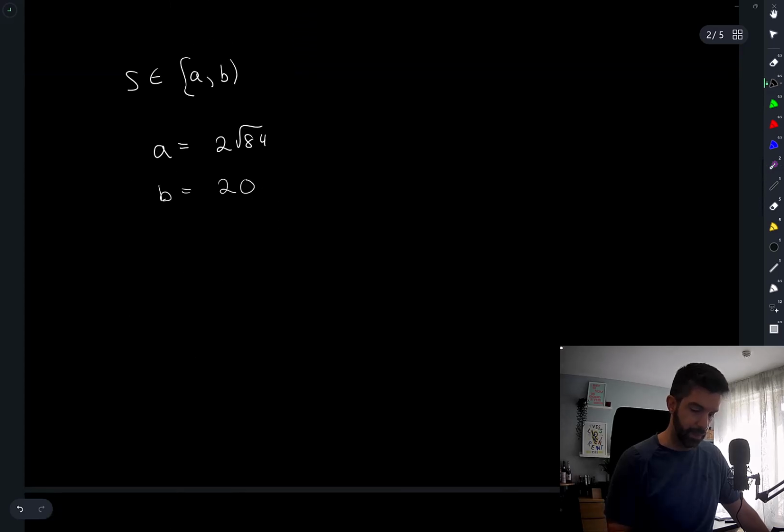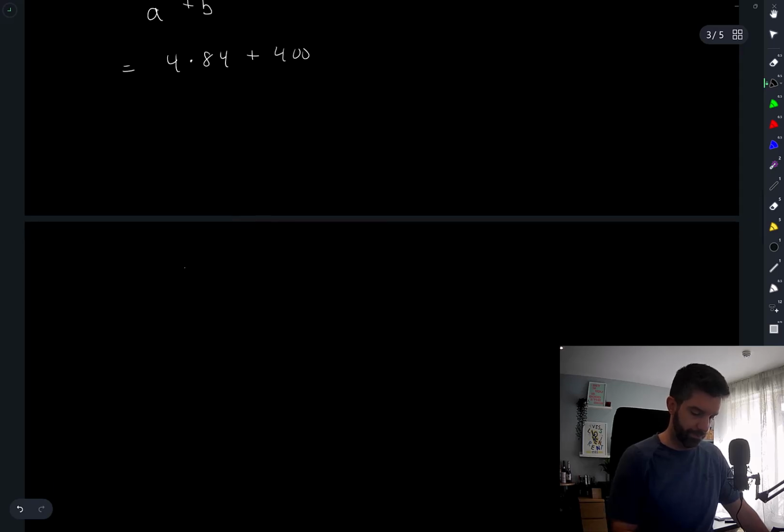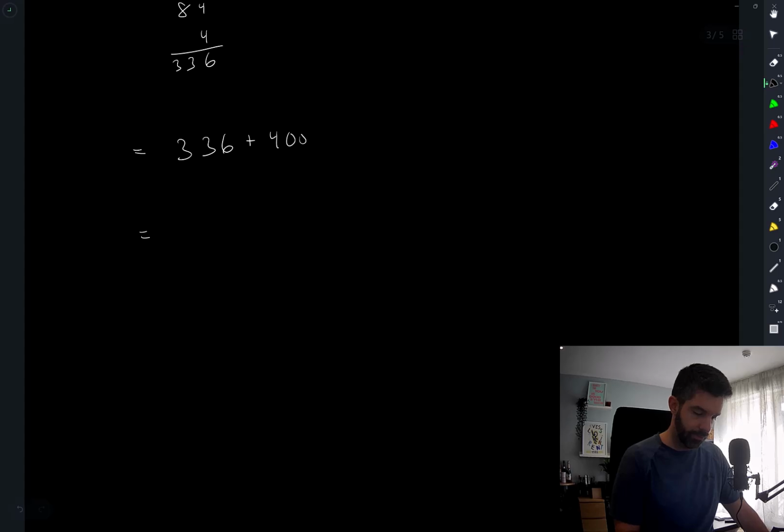So we're asked to compute a squared plus b squared. This is going to be 4 times 84 plus 400. What's 84 times 4? 336. So I get 336 plus 400, and that's 736. Okay, I'm pretty confident in this.